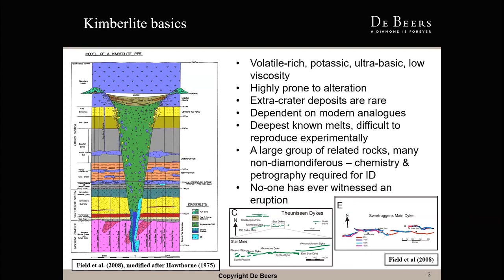They are part of a large group of related rocks, which we'll look at in a minute. And the majority of those are actually non-diamondiferous, which makes it a bit difficult. So you find them quite often during prospecting, but the really diamondiferous ones are not that common. And of course, to distinguish the kimberlites from some of the other rock types that are closely related to it, you need chemistry and some petrographic work sometimes to do that.